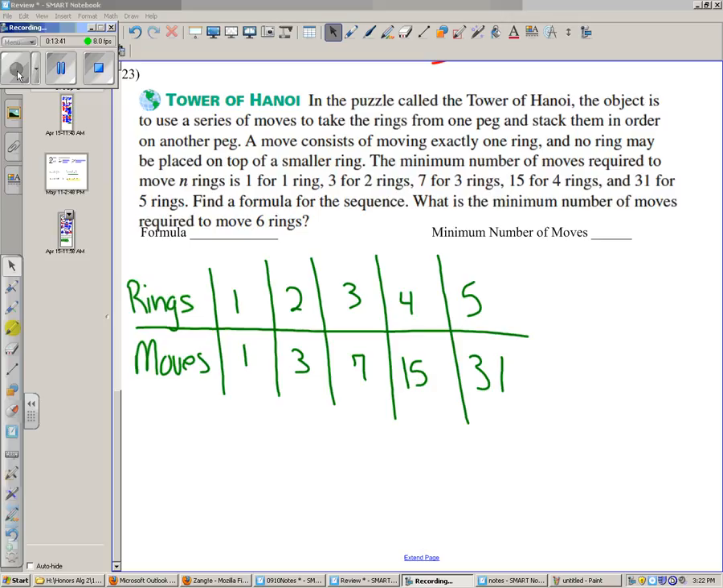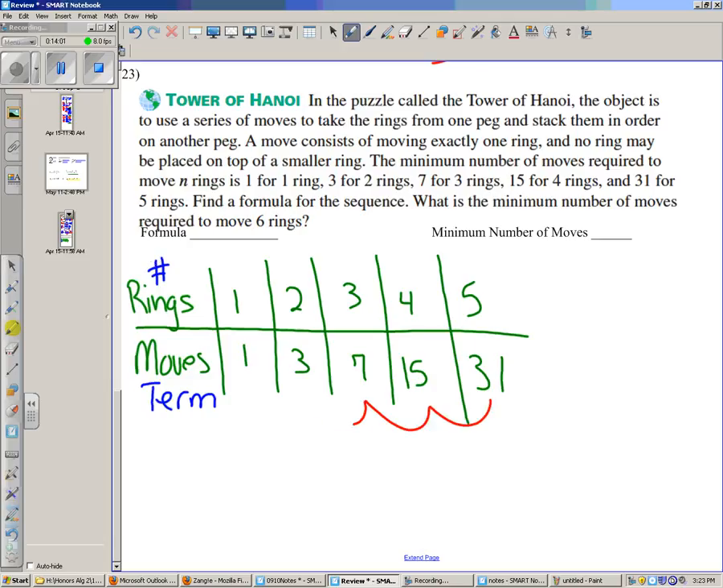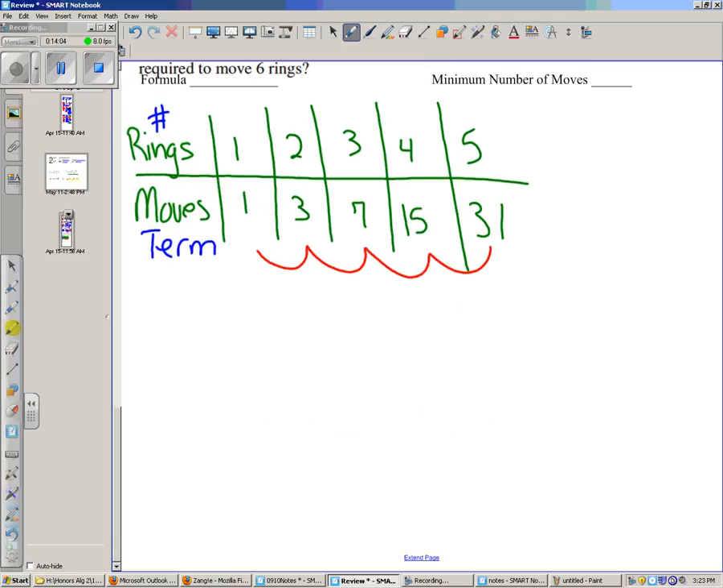All right, with not much time left, I paused it, quickly wrote down the number of rings compared to the number of moves. The number of rings is like my term number, and the number of moves is my term. Looking at arithmetic, it's not going up by the same amount. Geometrically, there's not a common ratio. So after a little bit of thinking, I realized that to go from the ring to the number of moves, it's 2 to the nth power minus 1. Now, somebody asked, what if you don't get that? Well, if you don't get that, then come up and talk to me. I will try to give you some clues as best as I can.